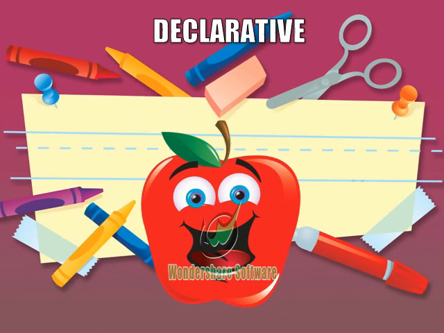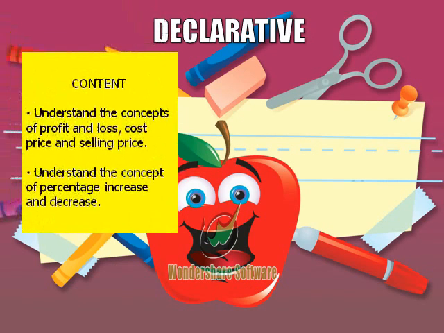Here is the matrix. The first one is declarative. So the content on declarative will be understand the concepts of profit and loss, cost price and selling price, and also understand the concept of percentage increase and decrease.